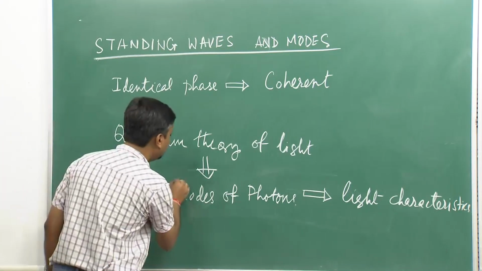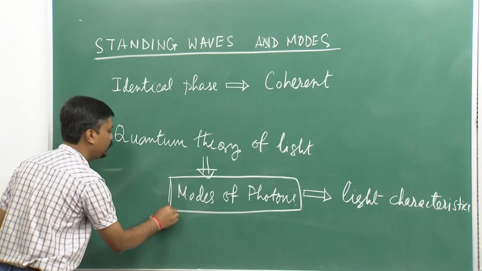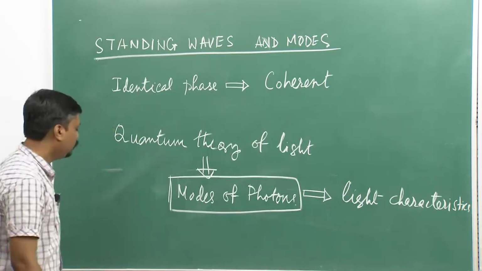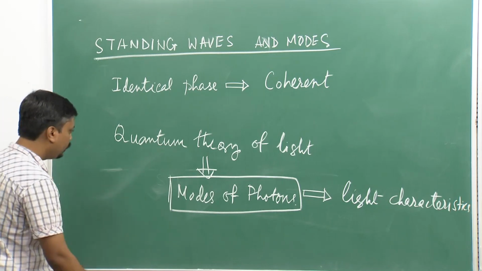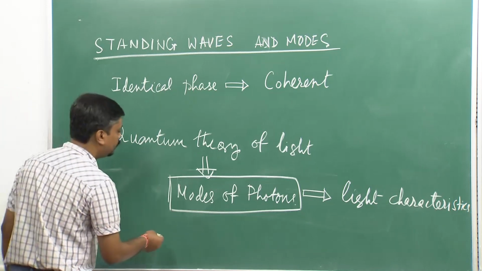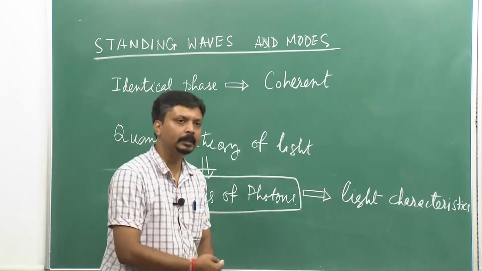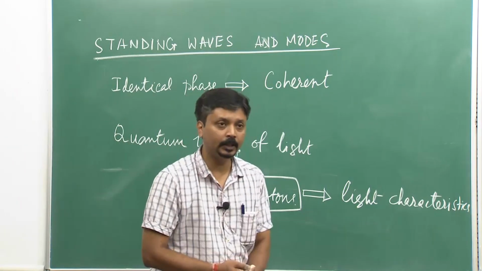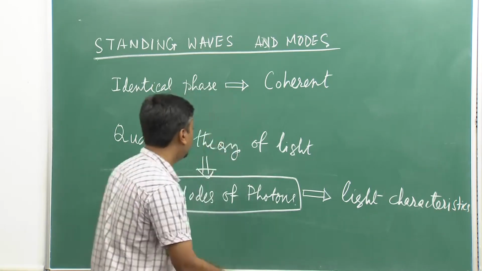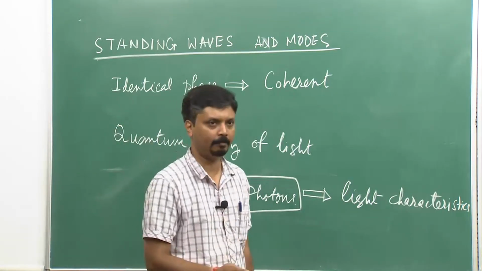Now, what is meant by these modes of photons? This is extremely relevant to our context. So, modes essentially represent the possible combinations of frequency, polarization, direction of the light. So, what kind of combination I have will dictate what mode I have.